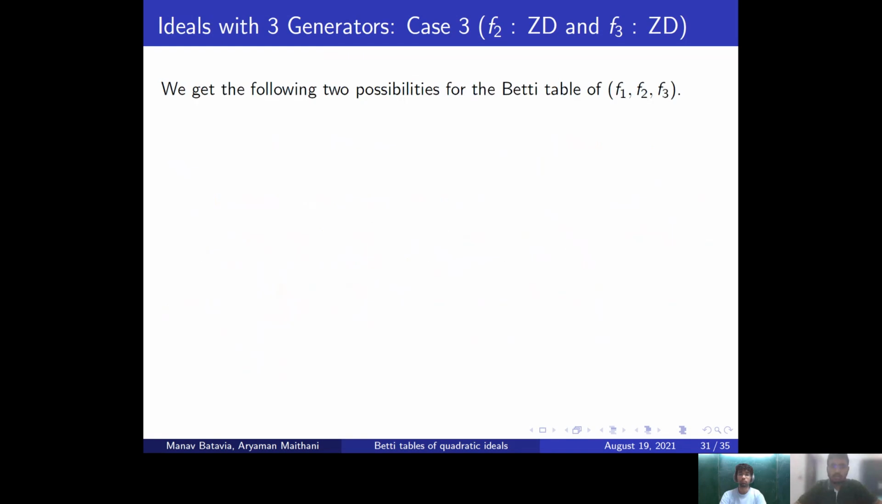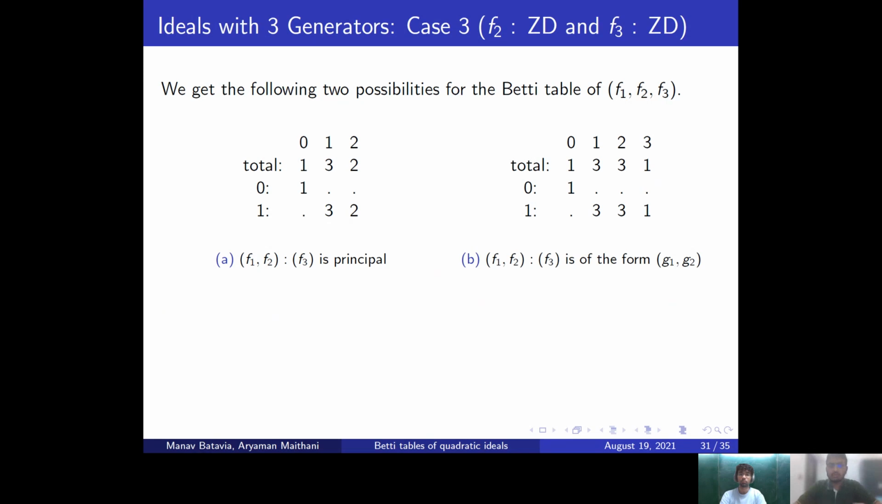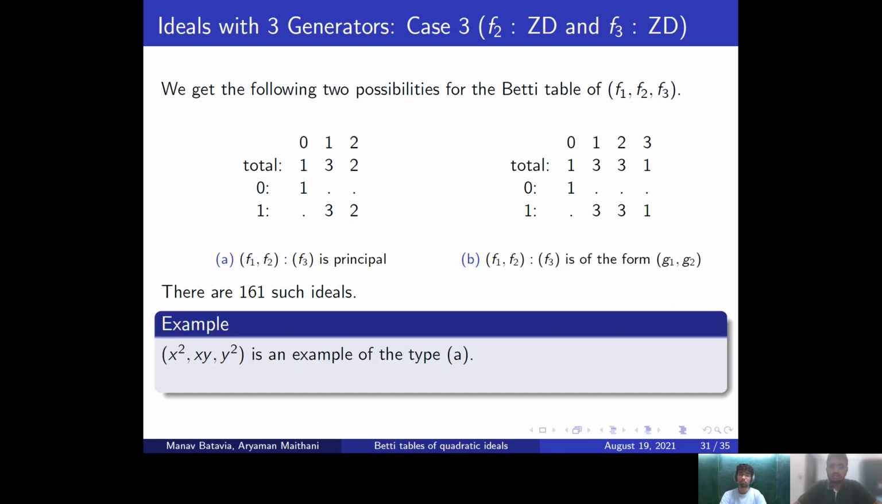We get the following two possibilities for the Betti table of (f1, f2, f3). This is in the case where (f1, f2) : f3 is principal, and this is in the case where (f1, f2) : f3 is of the form (g1, g2), where, as you might recall from the previous slide, g2 is a non-zero divisor in R mod g1. There are 161 such ideals. (x^2, xy, y^2) is an example of type A. (x^2, xy, xz) is an example of type B.